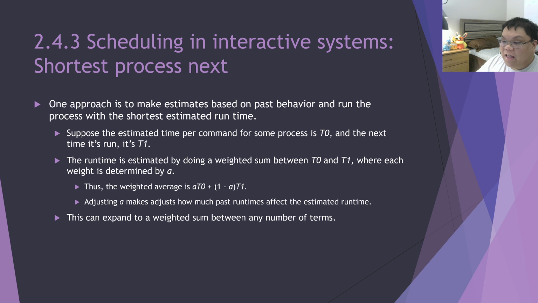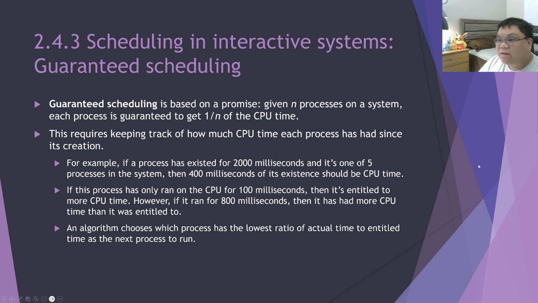Also, we can expand this to a weighted sum between any number of terms. This is the simple case of just 2 terms. Another scheduling algorithm is called guaranteed scheduling. It's based on a promise. Given n processes on a system, each process is guaranteed to get 1 over n of the CPU time.